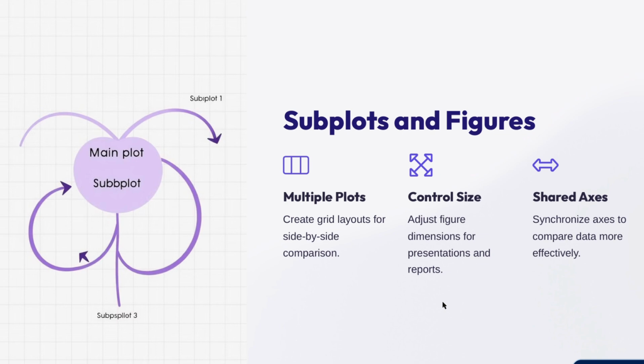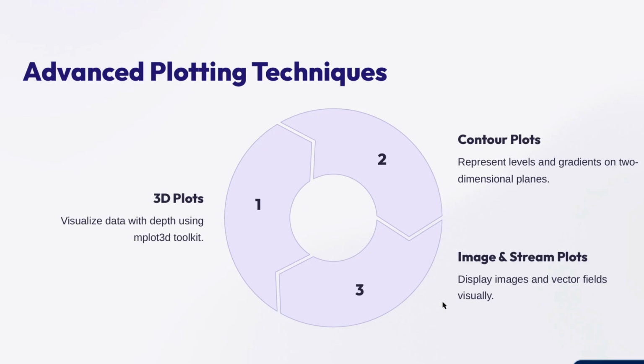And what are the advanced plotting techniques? We know that Matplotlib is very interactive, so that we can visualize data with depth. That is, we can do 3D plotting, and we can plot it very interactively. And then the other one is contour plots. That is, it represents levels and gradients on two-dimensional planes. And we can add images and also use stream plots, that is, we can display images and vectors visually.